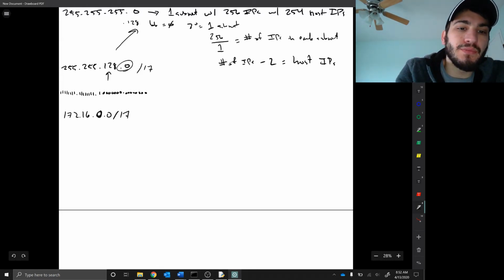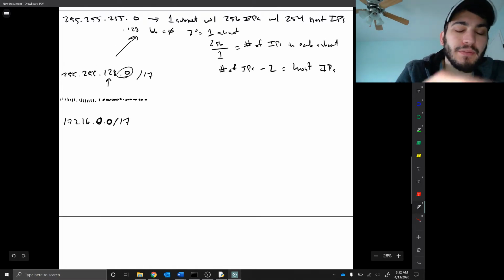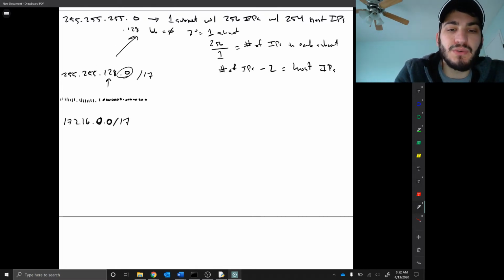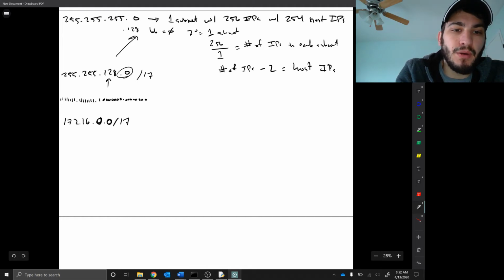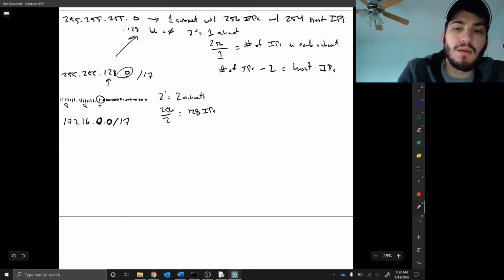So again, we have 128. We've borrowed 1 bit because this is 8, this is 8. We've borrowed this 1 bit, so 2 to the 1 is 2. So that means we have 2 subnets. 256 divided by 2 is 128 IPs per subnet.